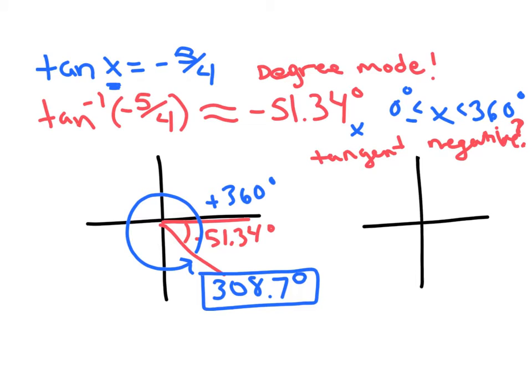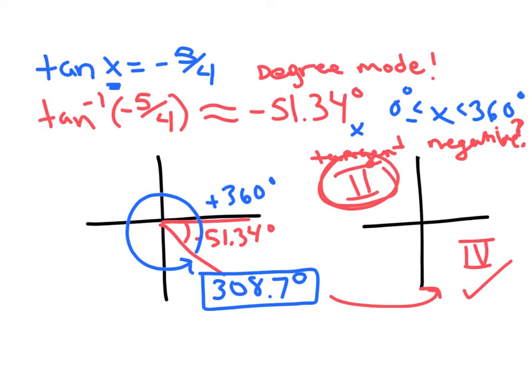So there will be a solution here in quadrant 2. Moving around to quadrant 3, here x and y are both negative, so y over x would end up being positive, negative over negative. Here in quadrant 4, x is positive, y is negative, so the ratio will end up being negative. So there is a solution in quadrant 4. And actually we found the solution in quadrant 4. It's the 308.7. But we need to find the solution in quadrant 2.